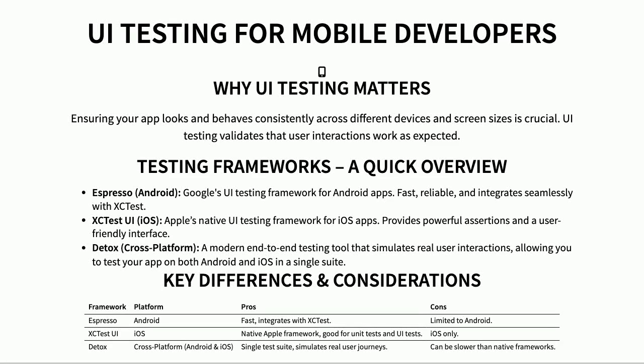Let's talk about UI testing. It's a really important part of building robust mobile apps. Basically, you want to make sure your app looks and works the same way on all devices and screen sizes. We've got a few different frameworks we can use for this. Espresso is Google's framework specifically for Android apps. It plays nicely with XCTest. Then there's XCTest UI, Apple's native iOS testing tool. And finally, Detox is great because it lets you test your app on both Android and iOS from a single set of tests, simulating how real users would actually interact with the app.